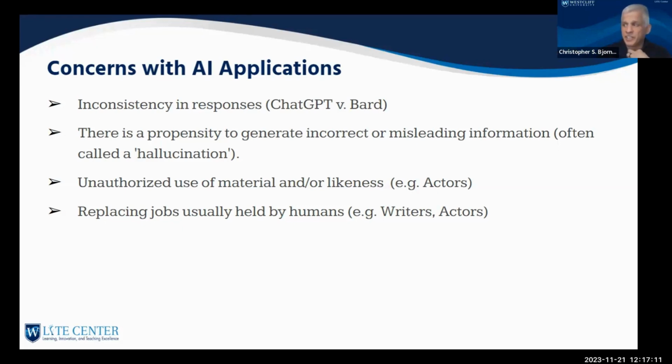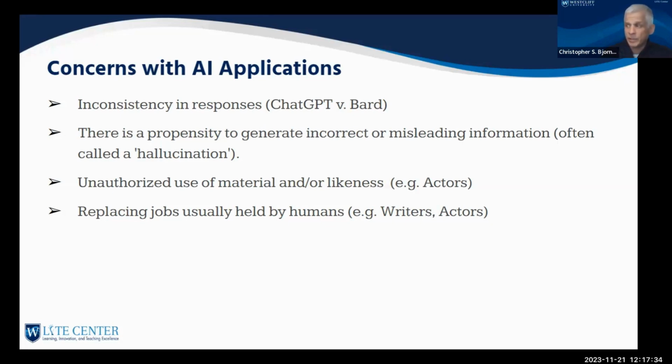There's a propensity to generate incorrect or misleading information. They call it hallucination in computer science terms. And I believe they're still trying to work out the kinks on that and to try to make it so they don't hallucinate quite as much. But that is an issue with these AI applications.